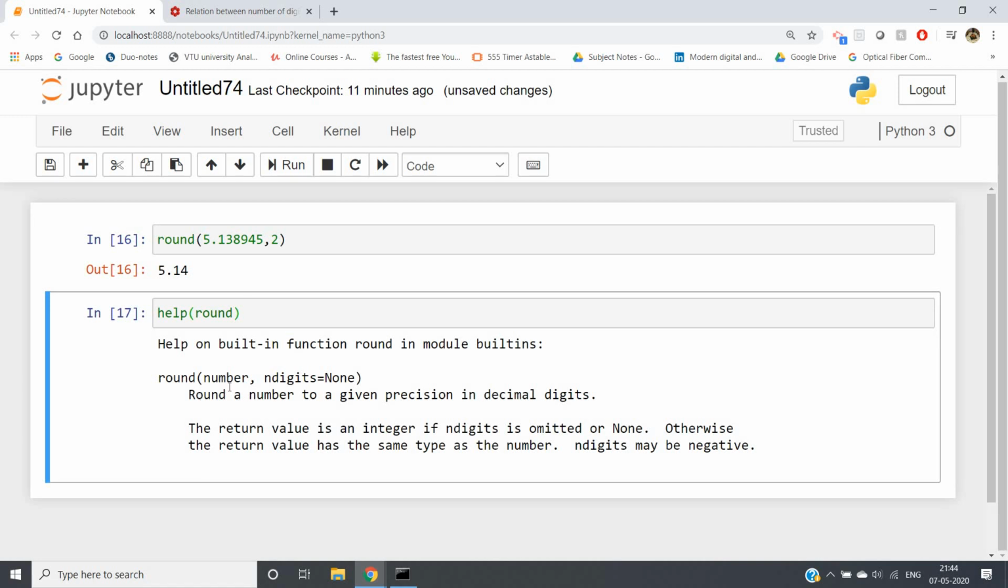Okay, just run. See, here you can see: round a number to a given precision in decimal digits. I have already discussed help and tab completion in Python. I have made one separate video. I hope you have seen that. If you have not seen it, please go through my playlist where you will get help and tab completion in Python. Please go through that. Okay, so this is how round works.